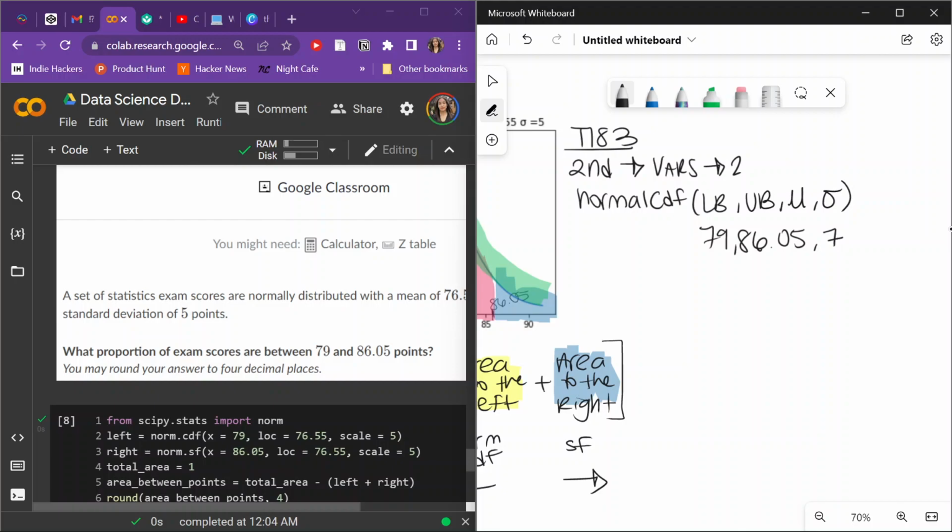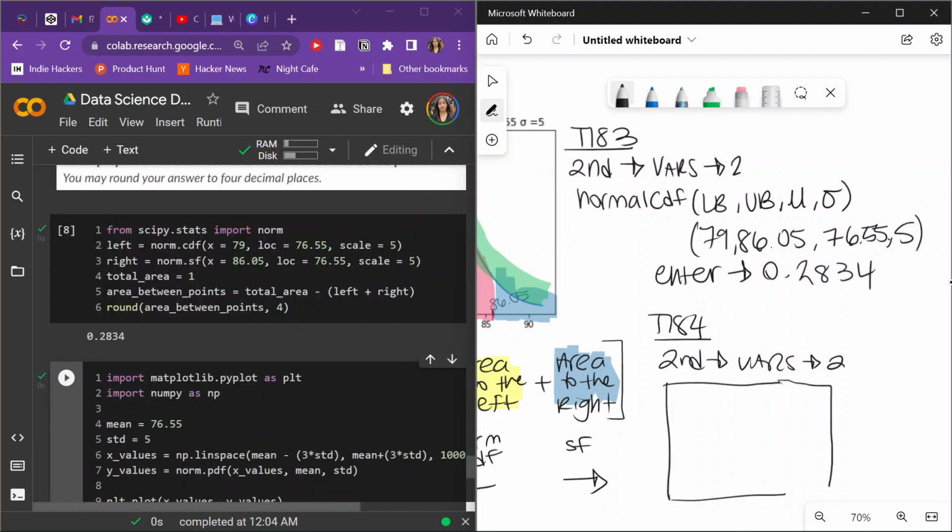And then for the TI-84, the only difference is the format. So it's the same thing. You go to second vars, and then you go to 2, and you select your normal CDF function. And what that's going to do, it's going to give you a window, or like a list of values. And then it's going to look like this.